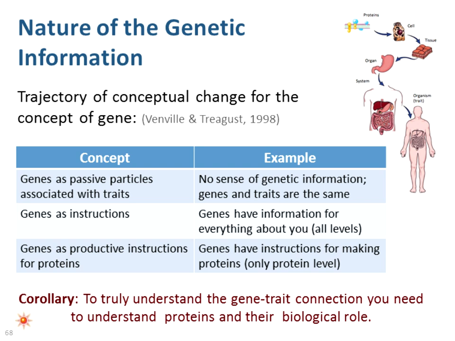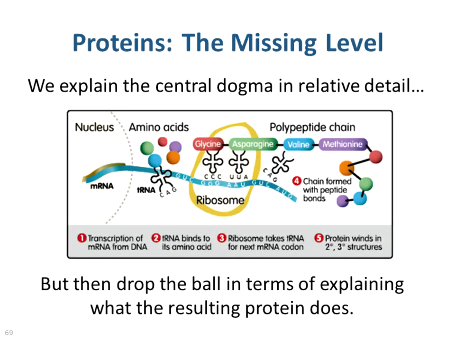A corollary to this understanding is that in order to really understand the gene-trait connection, you need to have quite a robust understanding of proteins and their biological role. You need to understand what proteins do, why they're important. And it's a little sad, but we don't necessarily do a very good job on that. So proteins are kind of the missing level in instruction. We explain the central dogma. This is high school, right? We explain the central dogma in relative detail. If you open most textbooks, there's a lot of information there. But then we kind of drop the ball in terms of what proteins should be doing.